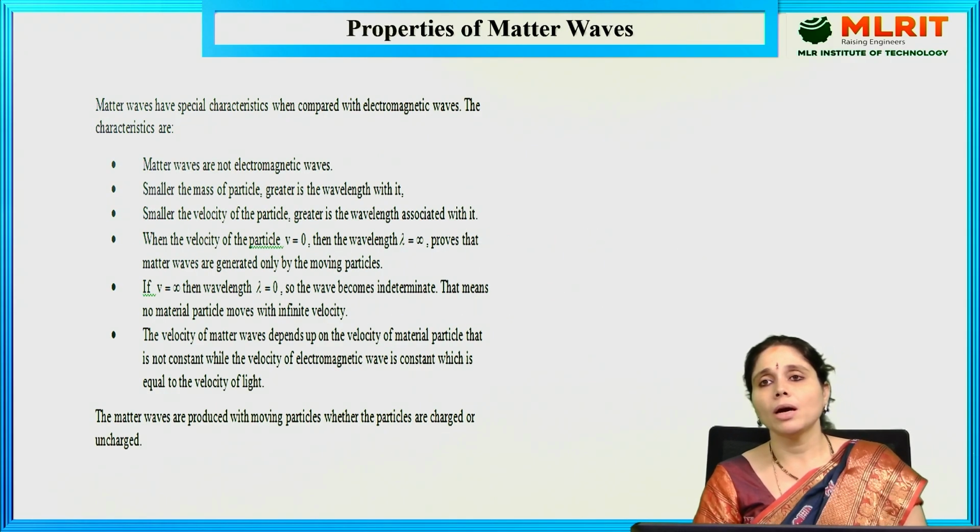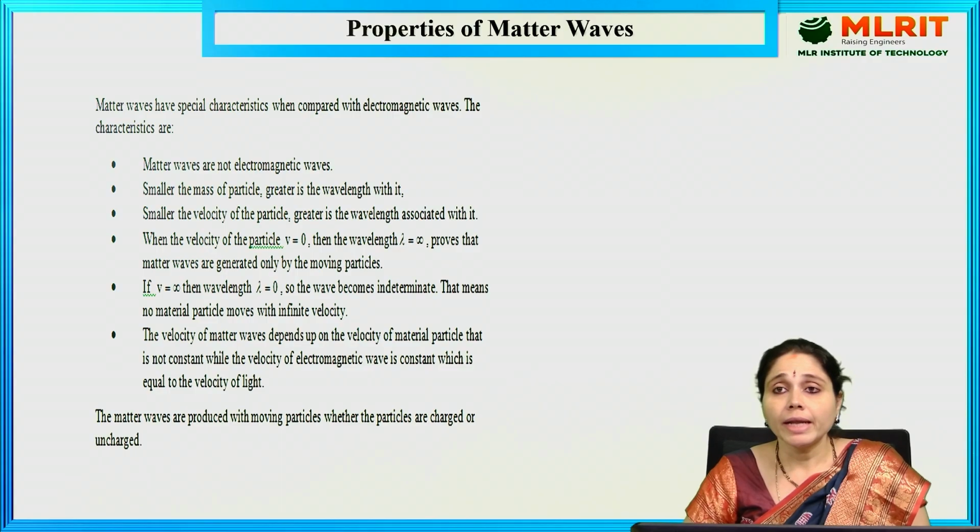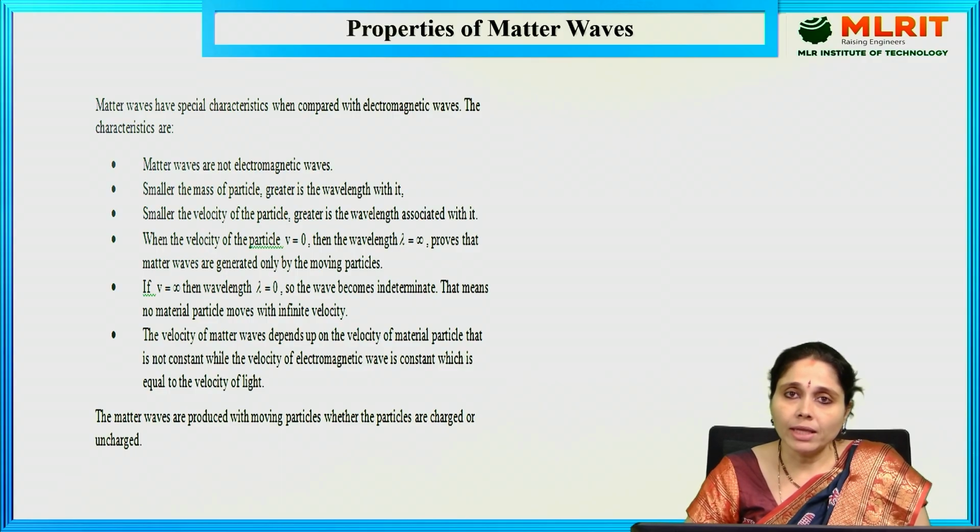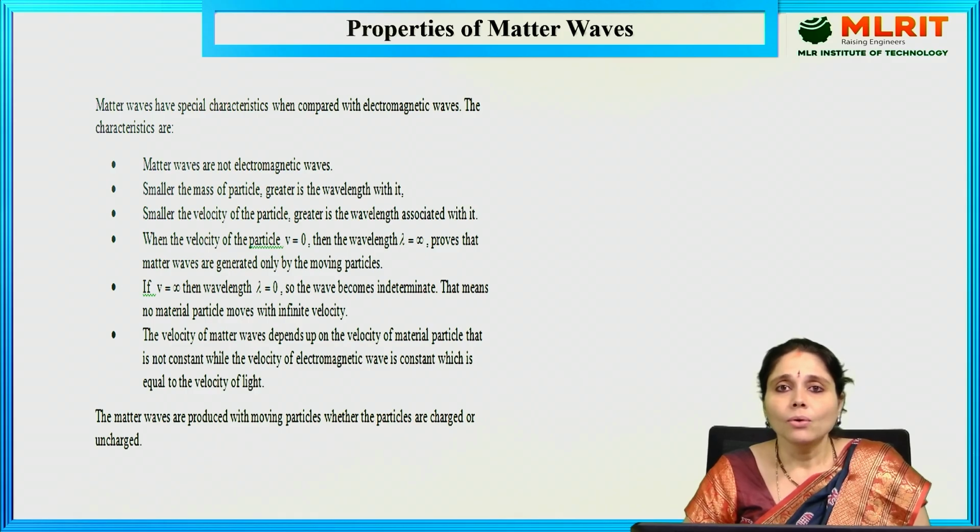Next, coming to the properties of matter waves. Till now we have learnt about the relationship between the wavelength and the mass of a particle and its velocity. Wavelength of a wave, mass of an electron and its velocity, right? Now we are going to see what matter waves are and their properties. What is a matter wave? A matter wave is a wave associated with a moving particle, right?